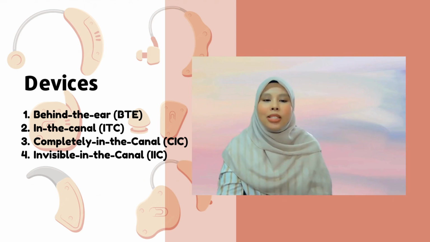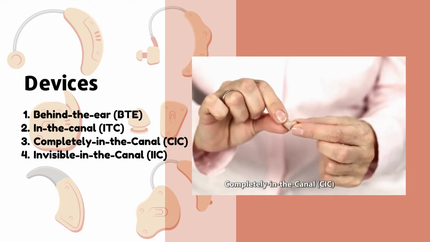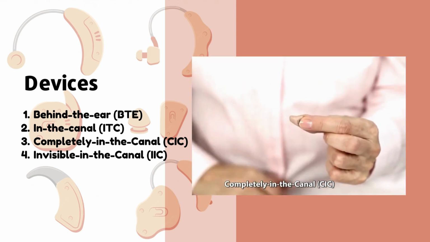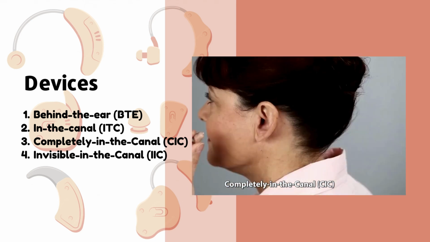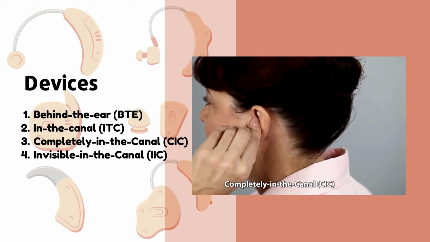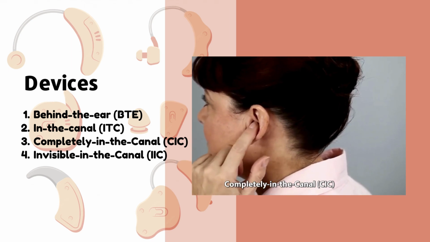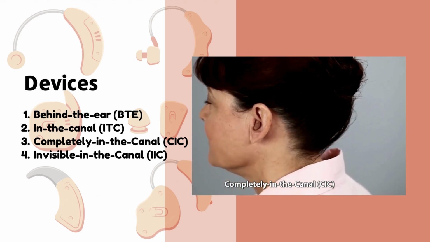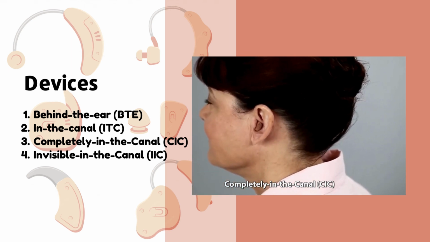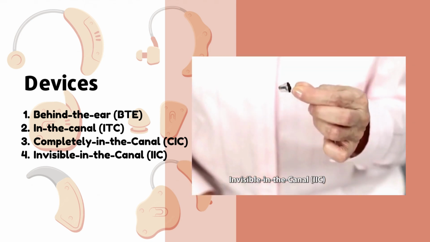The third and last one is CIC and IIC. Completely in the canal CIC and invisible in the canal IIC hearing aids are the smallest of the hearing aids. Both CIC and IIC hearing aids are custom-made products designed specifically for the wearer's ear canals. CIC hearing aids are made to fit several millimeters into the ear canal, while IIC hearing aids are smaller and designed to fit to the second bend of the ear canal for a deeper and less visible fit.